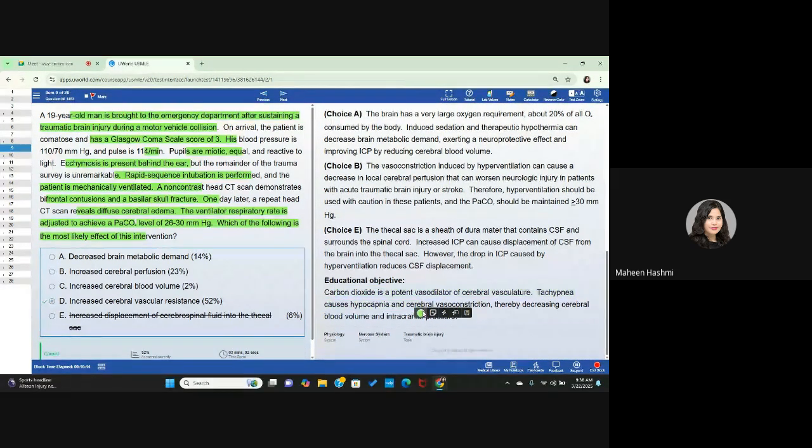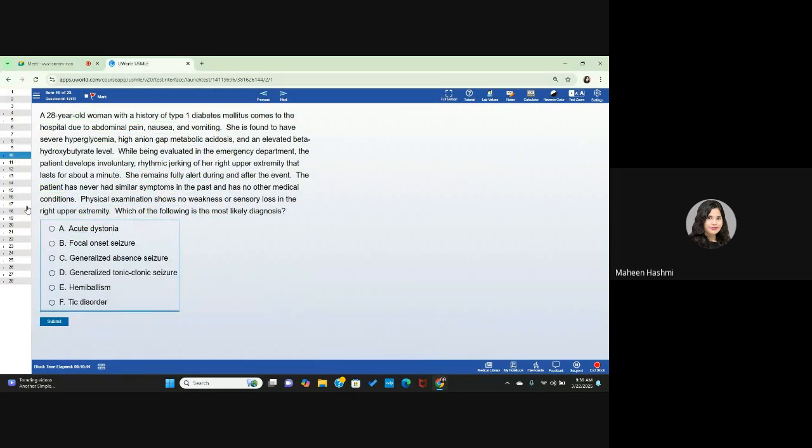It's a potent vasodilator of the cerebral vasculature. Again, tachypnea, if you're hyperventilating, it will cause cerebral vasoconstriction, and once you're having vasoconstriction, there will be a lesser amount of blood going to your brain and you pass out in general. All right. Next question.